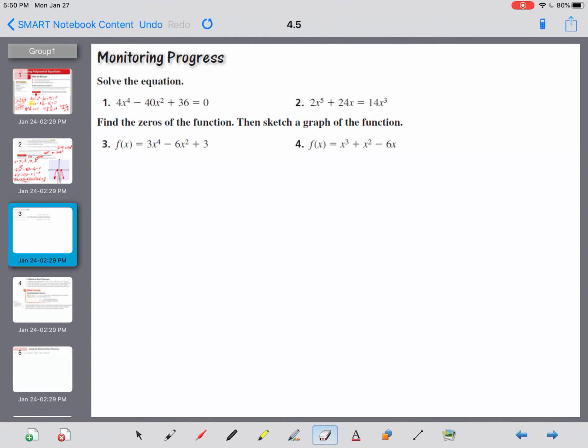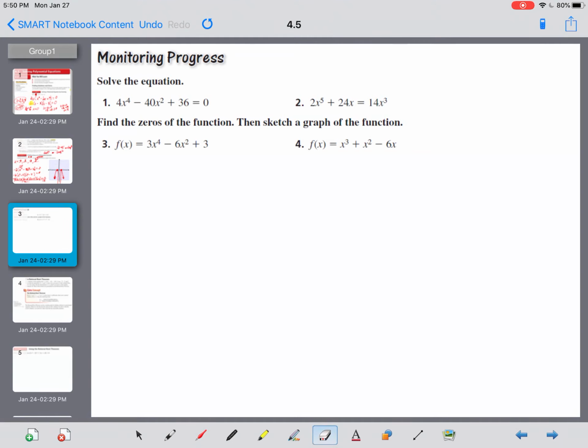Let's pull Desmos back up here. So let's look. 4x to the fourth minus 40x squared plus 36. Boom, boom, boom, boom.